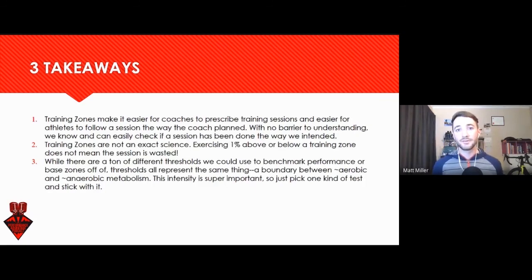And one of the most important things for me is that there are so many ways that we can benchmark our fitness. Just pick one and stick with it, and stick with it, because we can test it over and over to see how the fitness has changed and how training zones need to be changed as we go throughout a training program.